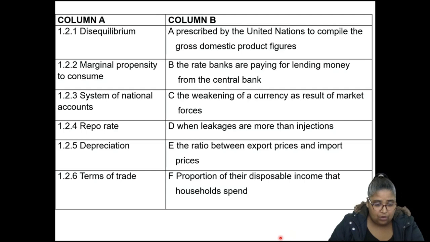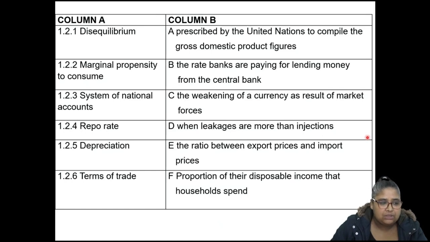Then I go and look for the option in column B that speaks about leakages and injections where one exceeds the other. So if we have a look over here, in column B, option D, when leakages are more than injections, that would be your answer for question 1.2.1. I'll give you 2 minutes to complete the rest and then display the answers for you on the screen.